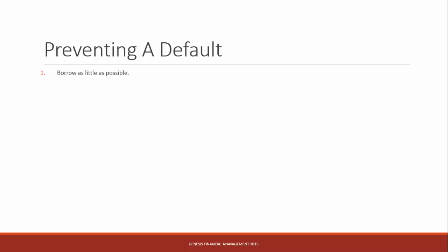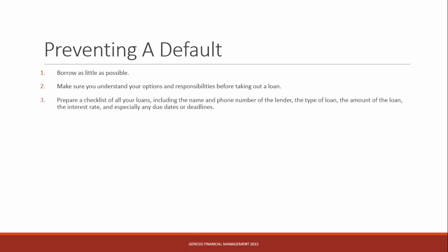Preventing a default. Borrow as little as possible. Make sure you understand your options and responsibilities before taking out a loan. Prepare a checklist of all of your loans, including the name and phone number of the lender, the type of loan, the amount of the loan, the interest rate, and especially any due dates and deadlines. Make your payments on time. Notify your lender or servicer promptly of any changes that may affect the repayment of your loan.